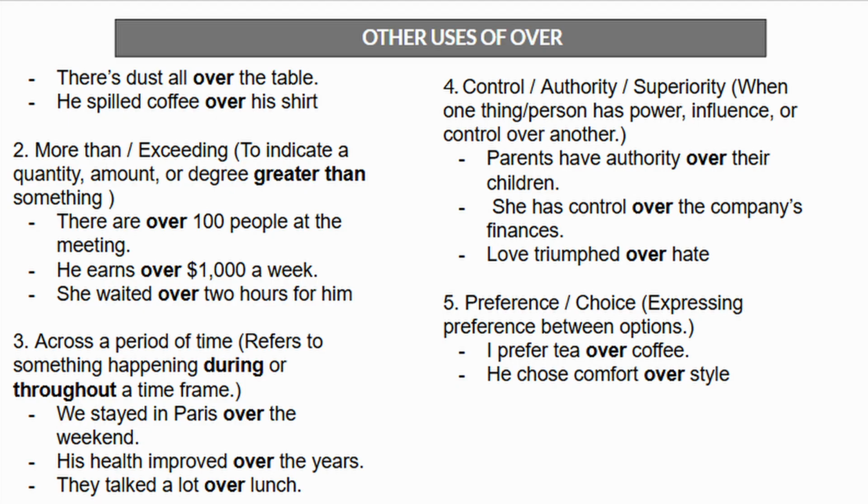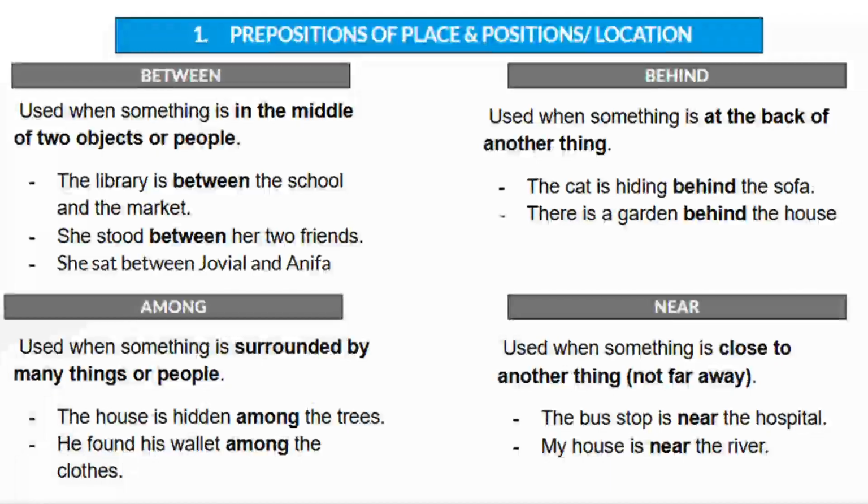So hope you got other uses of over. We continue with our prepositions of place and positions or location. We also have between. This preposition is used when something is in the middle of two objects or two people. Like we have these examples: the library is between the school and the market. It means there is a school here and a market here, and then the library is in between.